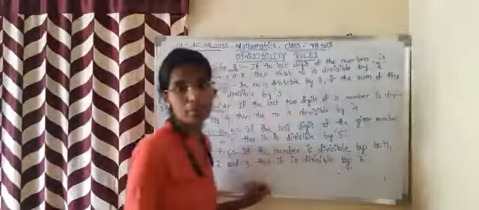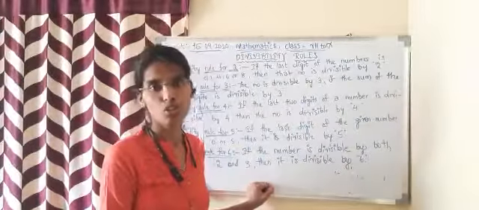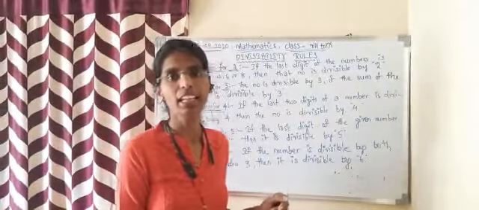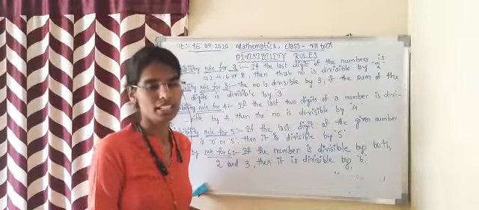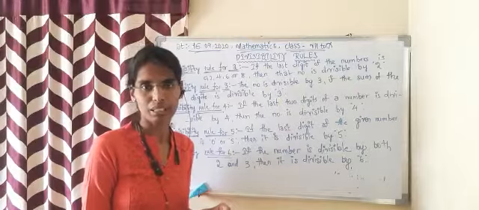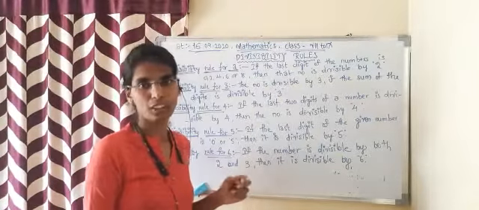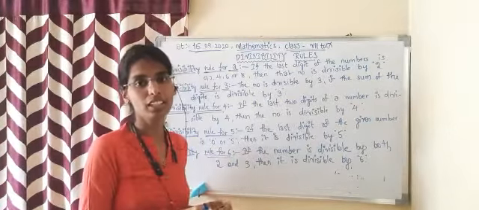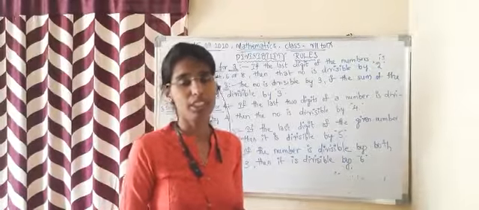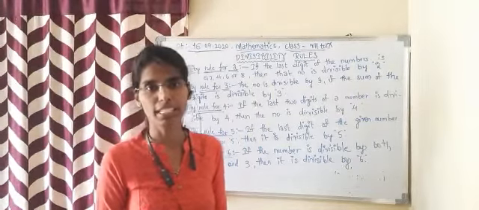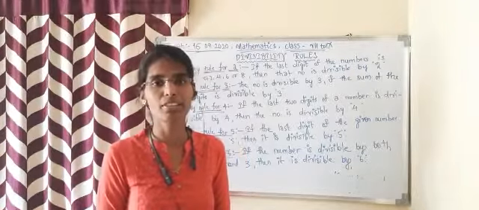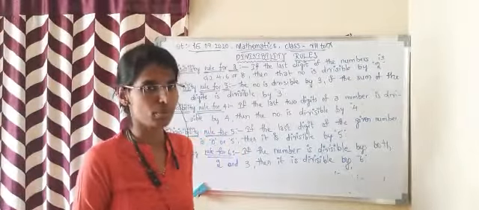If any number ends with 0, 2, 4, 6 or 8, then that number will be exactly divisible by 2. In simple terms, all the even numbers will be divisible by 2. We have already learned this while learning about even numbers. All the even numbers will be exactly divisible by 2. That means it leaves a remainder 0 when divided by 2.